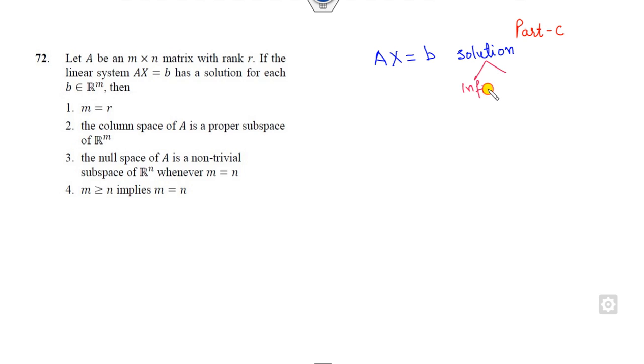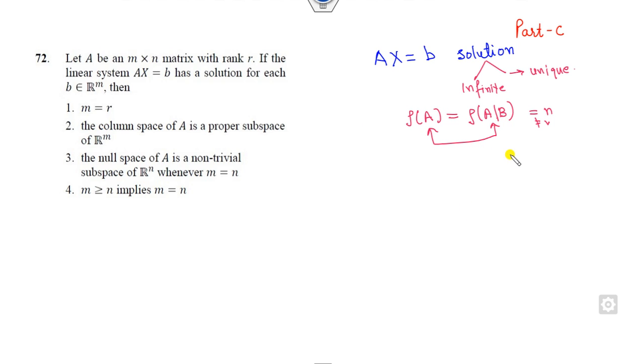Either it has infinitely many solutions or it has a unique solution. What is the property of the infinitely many solutions and the unique solution? Rank of A must equal the rank of the augmented matrix [A|B]. In both cases, whether it is equal to n or not equal to n, that depends on infinite or unique. But the common thing is that both have the same rank. So what is the meaning of that?